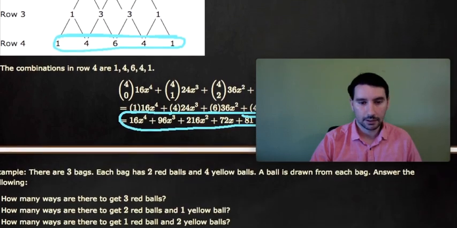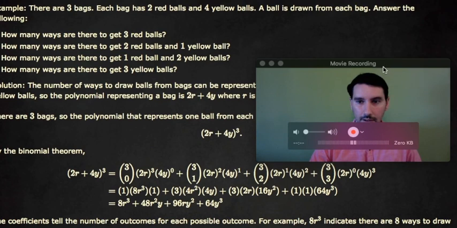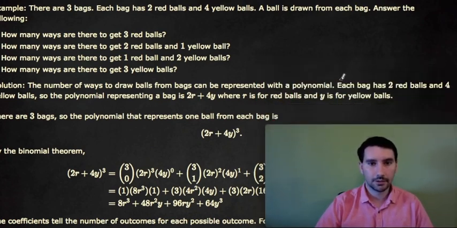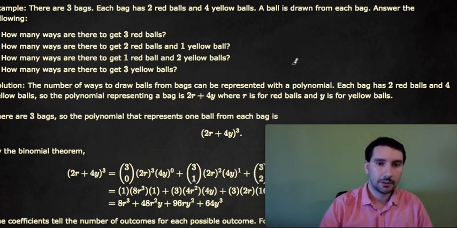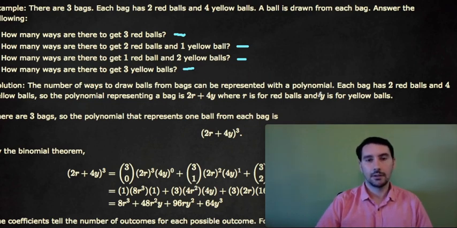There's actually another kind of problem you can solve, which is related to probability. So let's say that there are 3 bags, and each bag has 2 red balls and 4 yellow balls. 1 ball is drawn from every bag. What I want to know is how many ways are there to get 3 red balls? How many ways are there to get 2 red balls and a yellow ball? How many ways are there to get a red ball and 2 yellow balls? And then how many ways are there to get 3 yellow balls? Okay, it sounds like a lot of work.